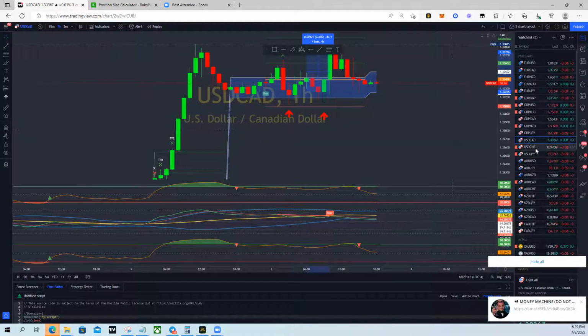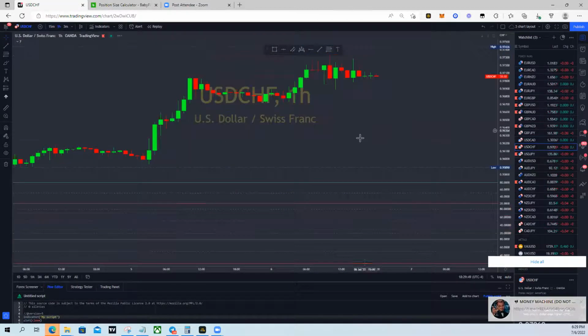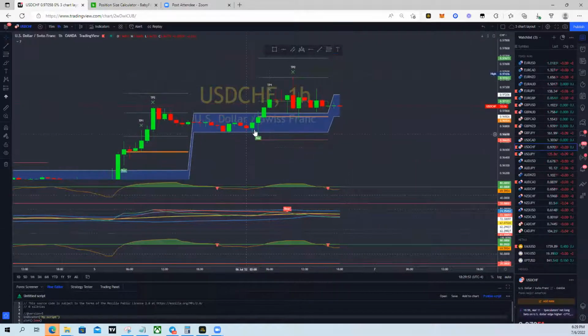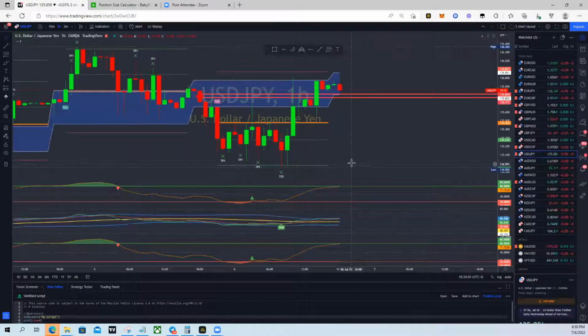But let's keep going. USD CAD gave us an easy 50 pips. USD CHF, buy straight into profit, right? Caught 20, 30 pips to the upside. Let's keep going. USD JPY.